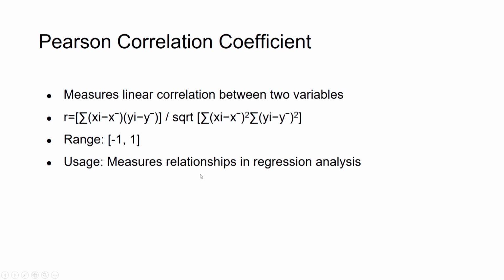It measures relationships, as in regression analysis. When its value is 1, we can say that the relationship between x and y is high: when we increase x, y will also increase. When the value of the Pearson correlation coefficient is -1, again the two are highly correlated, but in that case if x increases, y will decrease.